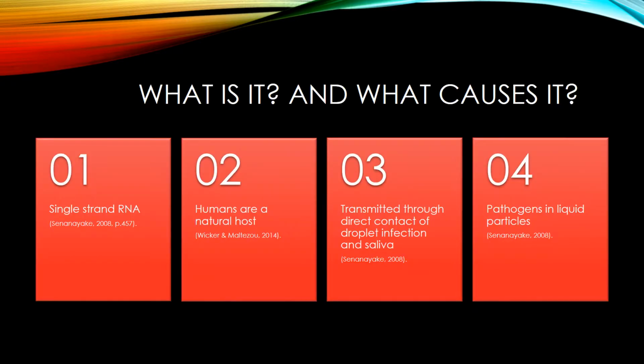So what is mumps and what causes it? Mumps is a virus that is caused from a single-stranded RNA and is a contagious disease in which humans are a natural host. The virus can become airborne and also transmitted through direct contact with an infected person's bodily fluids or through droplet infection, meaning that an infected person who is exhaling, sneezing, or coughing may release pathogens in the liquid particles in which other people can come into contact with and contract the virus.